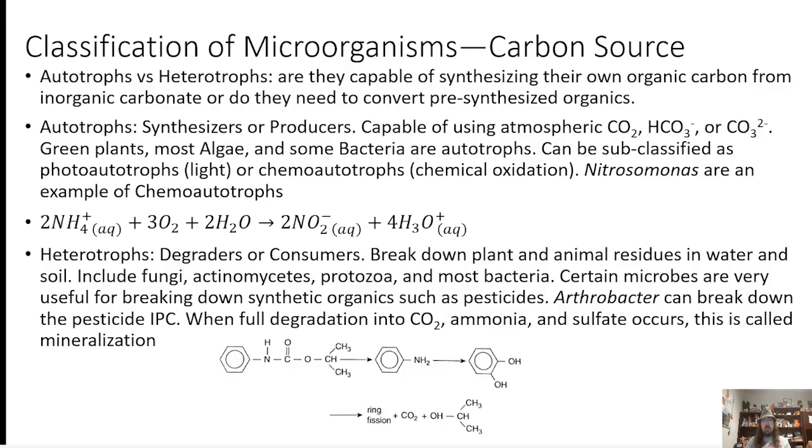As we can see here, with that IPC, first we cleave off one side, the ammonia, to make this benzamide into an aniline, and then it's going to oxidize and convert the aniline to a diphenol, and then it's going to break up the ring and produce some CO2 and the other half of the compound. There we have something like isopropyl alcohol. But so full degradation into CO2, ammonia, and other sulfates occurs.